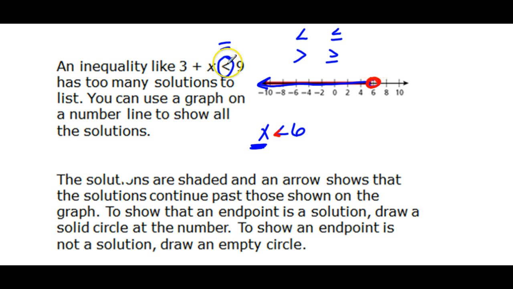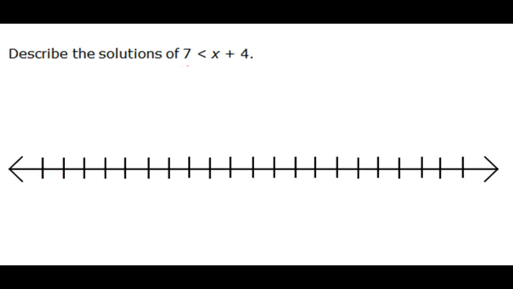Okay? If this had been x is less than or equal to 6, which means it also includes the number 6, we would close that in. Okay? So an open circle goes with these two symbols right here, and a closed circle goes with these two symbols right here. Okay? So now let's start to solve these.